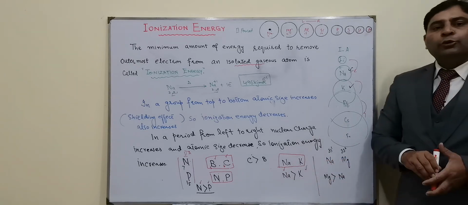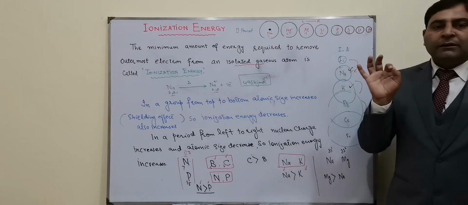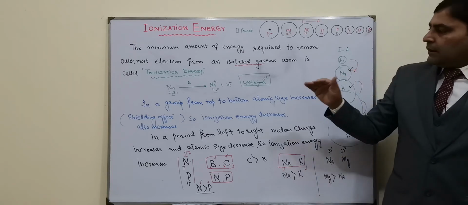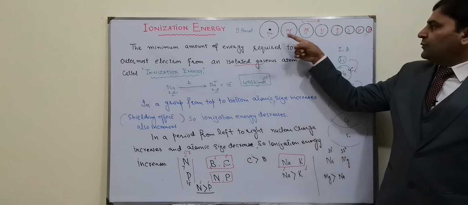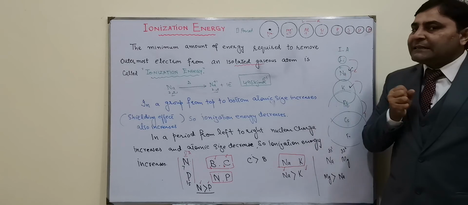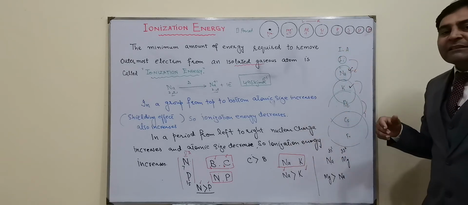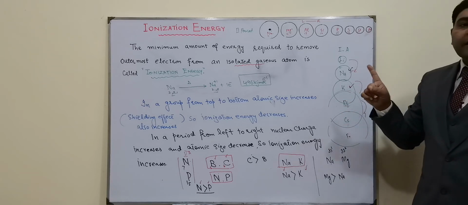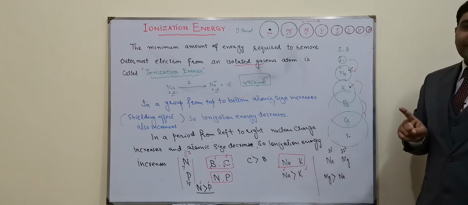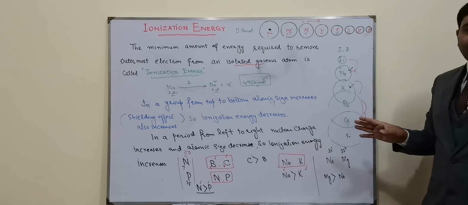In the end, we conclude that ionization energy is the minimum amount of energy required to remove an electron from an isolated gaseous atom. In a period from left to right, ionization energy increases due to the decrease in atomic size, and in a group from top to bottom, ionization energy decreases due to the increase in atomic size and increase in shielding effect, which decreases ionization energy, and the removal of an electron becomes easier.